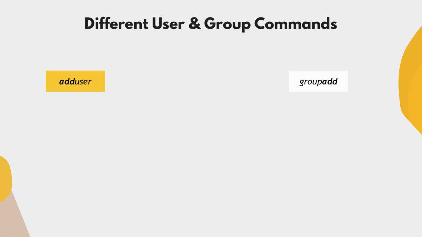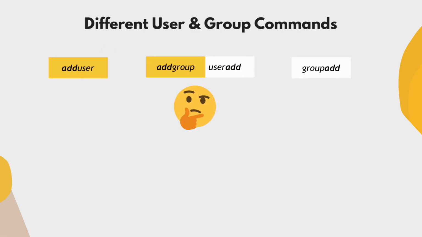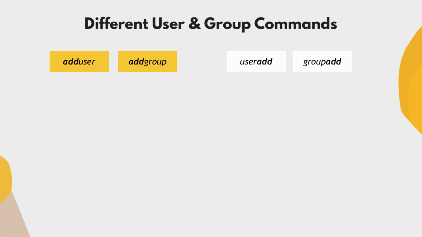We have adduser and useradd, and addgroup and groupadd. And if you see examples with these commands on the internet, it may get confusing. So what is the difference here? On most distributions, adduser and addgroup are interactive, more user-friendly options of the commands useradd and groupadd. What does interactive and user-friendly mean in this case?